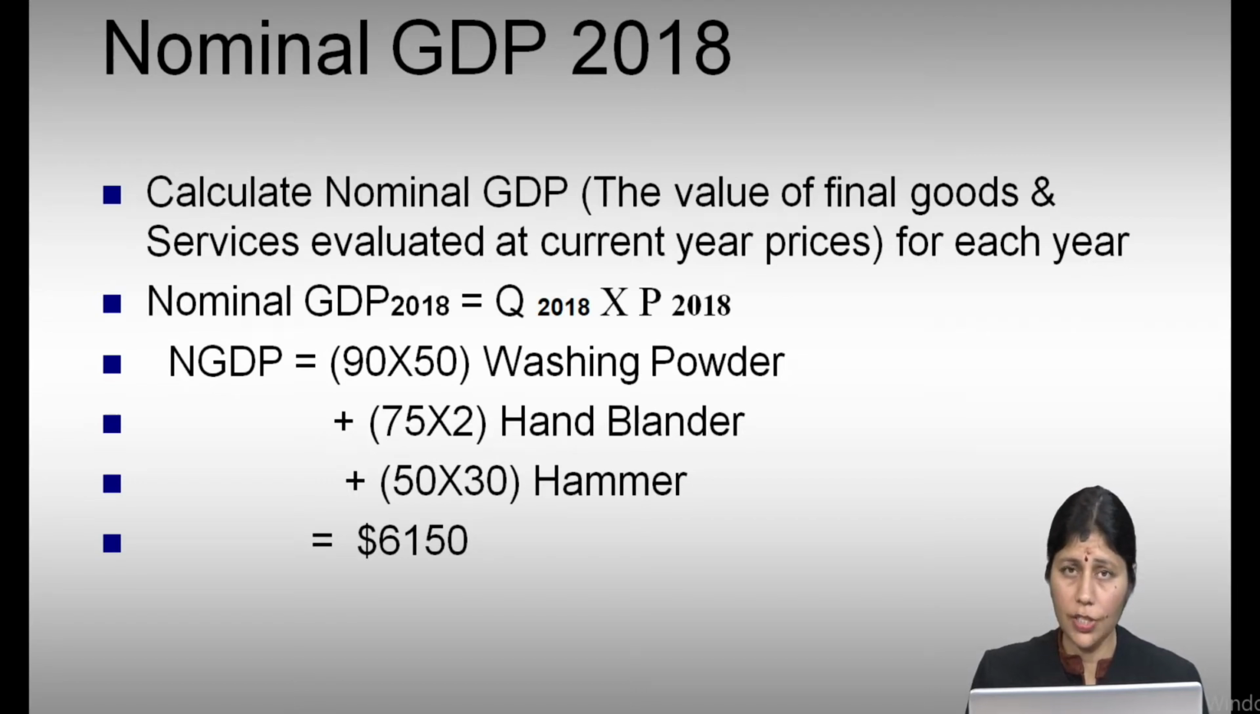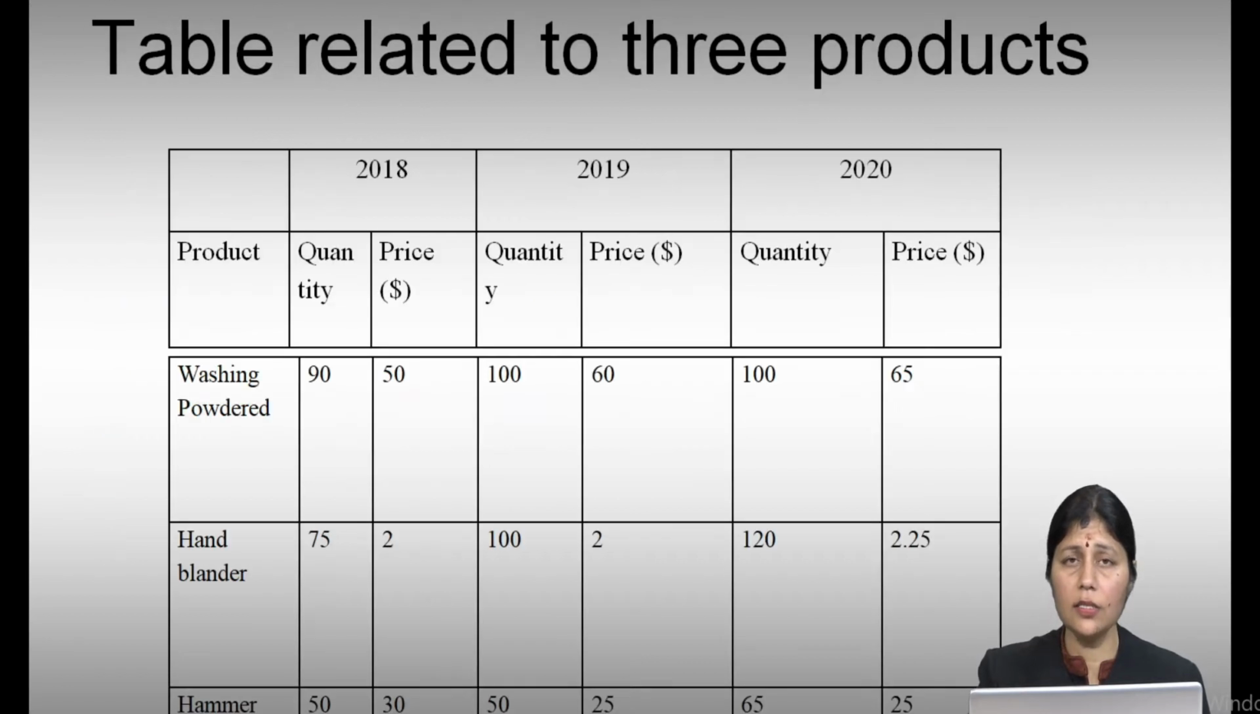So, the nominal GDP calculated for 2018 is $6,150. Now the question is, how has this $6,150 been calculated? Please go back to the table which we presented before.